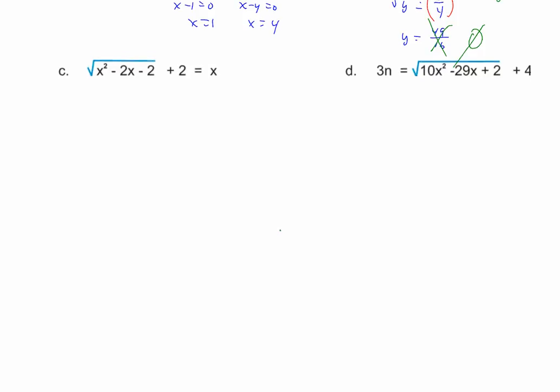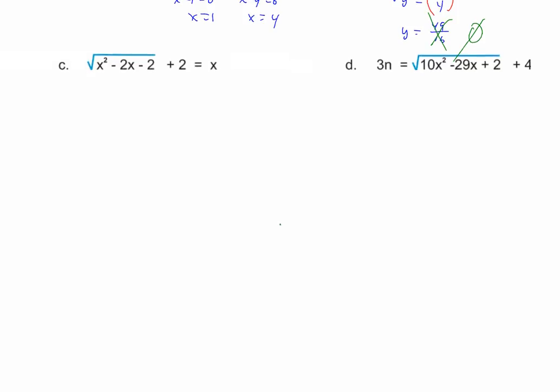Okay, so C, again, we have only one radical. So what would you want to do? How are you going to do that? Right, move that plus 2 to the other side by adding a negative 2 to both sides, right? All right, what would you do next? Square both sides, right?